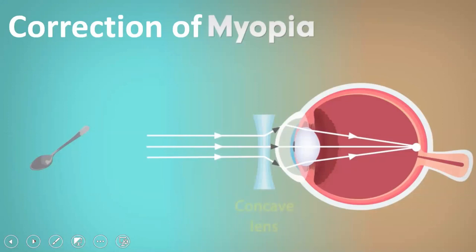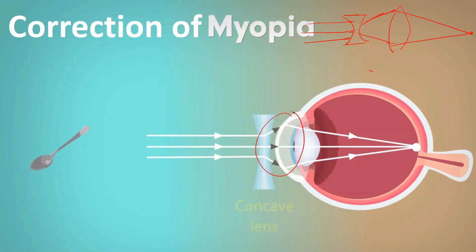Now, how can we correct this condition? This condition is corrected by using a concave lens in front of our eye lens. What is a concave lens? A concave lens is a diverging lens. When light rays from infinity pass through this, first they diverge, then they come in contact with the eye lens, then they get converged. So we are diverging the light rays and focusing them on the convex eye lens. In a myopic eye, converging power was increased, so we want to decrease the converging power. For decreasing the converging power, we put in a concave lens in front.